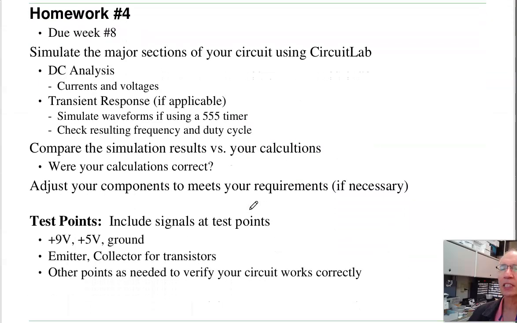And that's kind of some idea in homework 4. In homework 4, that's due week number 8, is simulate the major sections of your circuit using CircuitLab. Typically you do the DC analysis, check your currents and voltages, do the transient response if applicable, simulate the waveforms. If you're using a 555 timer, check the resulting frequency and duty cycle. Compare the simulation results versus your calculations, checking to see are your calculations correct. If they're incorrect, like the current through your diodes isn't 20 milliamps, make some adjustments.